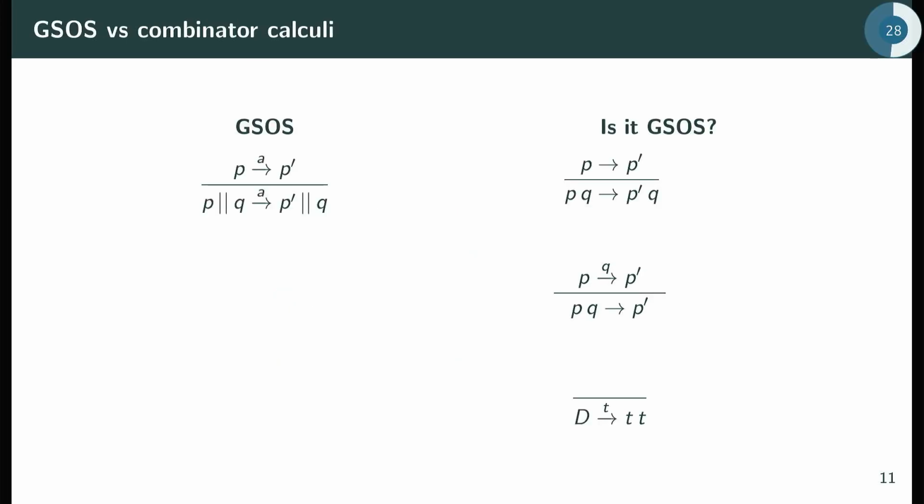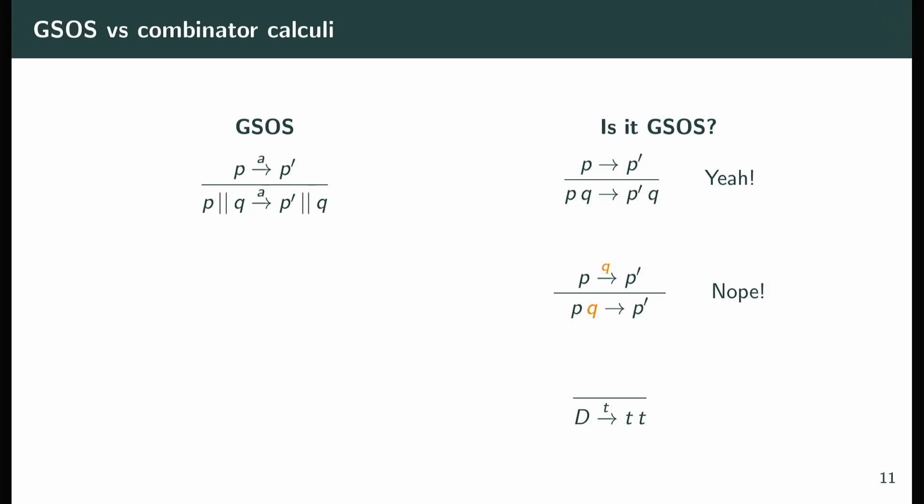So let's see, is this GSOS? We're going to compare the two, let's say there's a format here, supported by a format. So the first rule, is this GSOS? Yes, actually this is GSOS. This is perfectly fine. This invisible label, you can consider it as a select label from a certain set of labels. That's fine, it can handle it. How about this one though? This one is not GSOS.